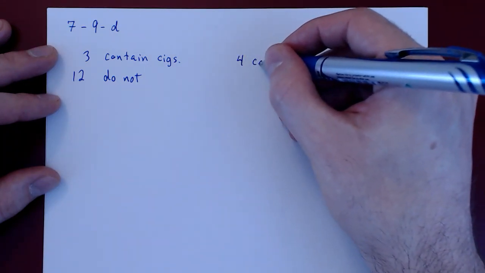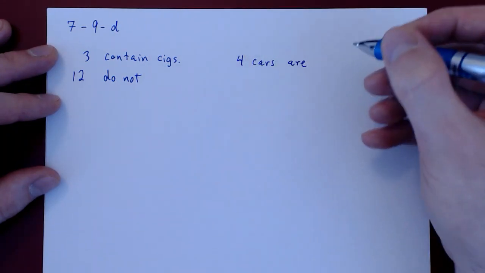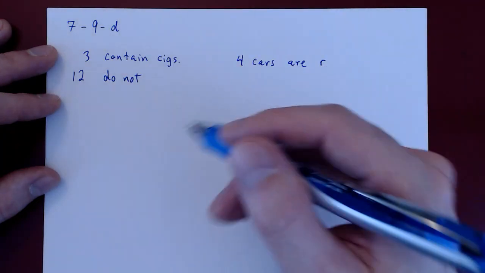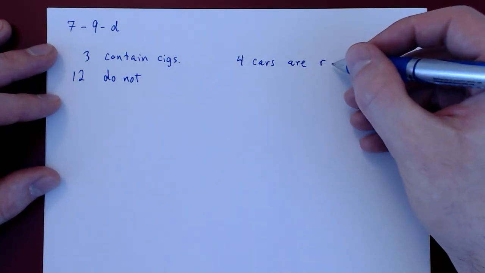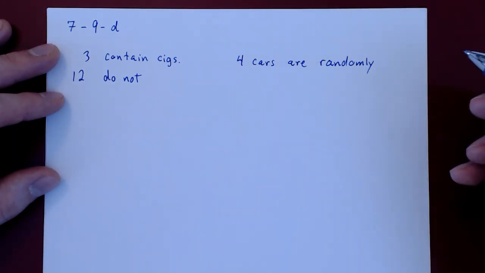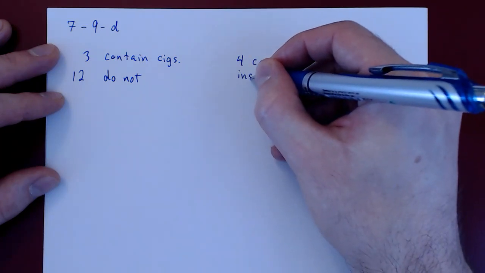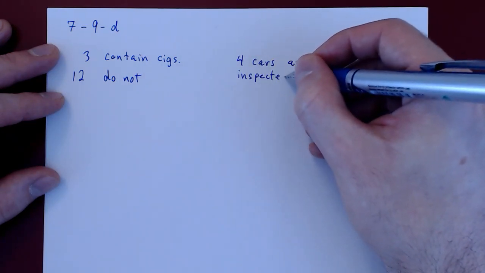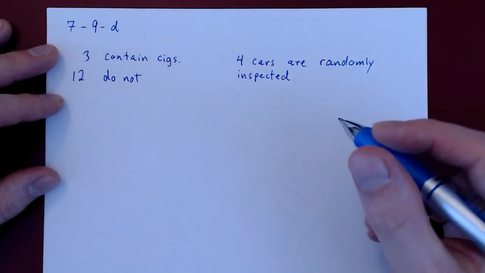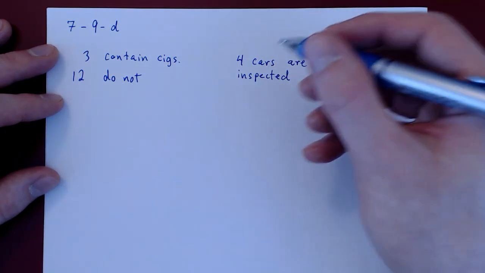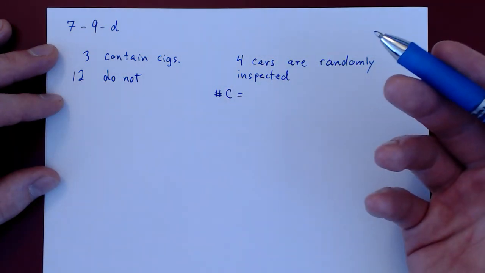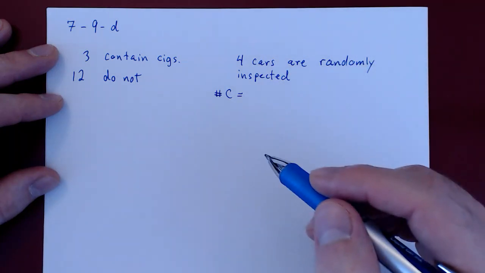So 4 cars are randomly inspected. The selection of which 4 cars out of the 15 cars are inspected is done randomly. Let us make one more definition. We will let the symbol C equal the number of cars with cigarettes out of the 4 inspected ones.